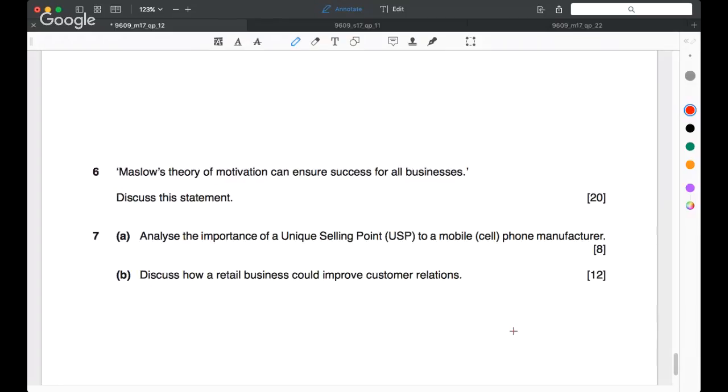7B, discuss how the retail business could improve customer relations. And the most important word in that question is how, not why, but how. How can they improve their customer relationships? So concern for the customers should be considered, a customer focus, or in some cases, businesses have an obsession about customer service. Good customer care is so significant and obvious that it can, in actual fact, be a USP.